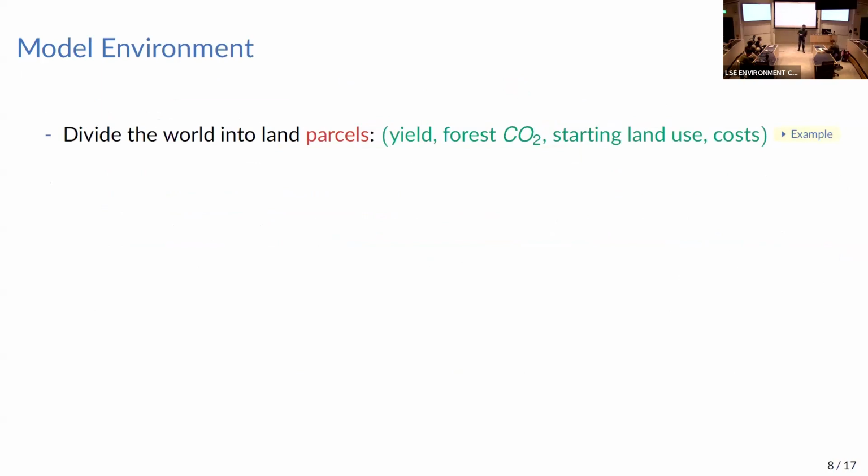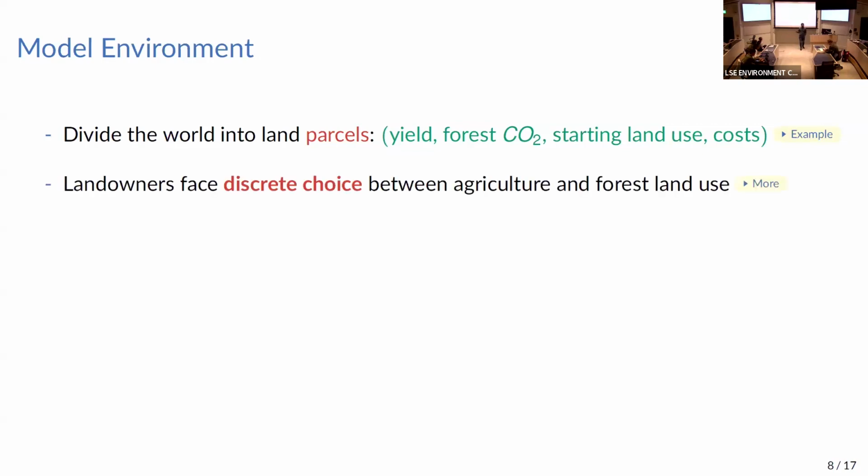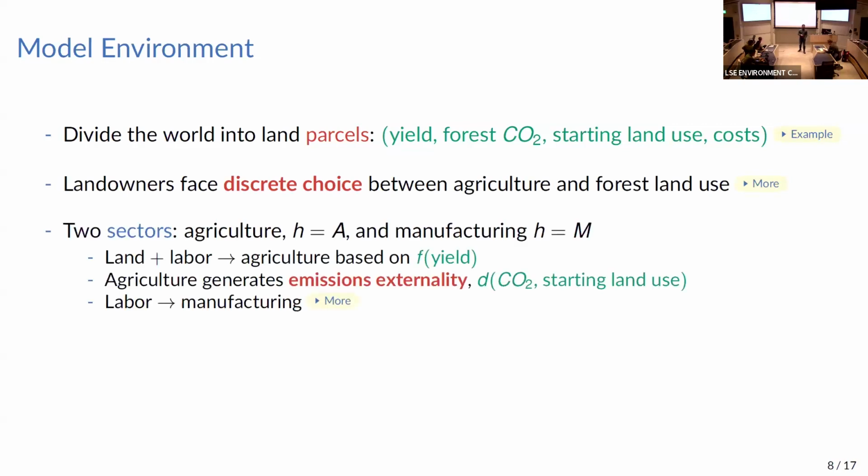I'm going to try to do this at some level of abstraction, but enough to hopefully give you a sense of what I'm doing. So we're going to divide the world into those parcels of land, 10 by 10 kilometers. And I'm going to think of land as having a type. The main components of that type are going to be yields, the carbon dioxide content of forests, land use starting in 1980, so this is a myopic model, I'm starting at a certain point in time, and some measure of cost, largely transportation cost. Landowners, who each own one of these parcels, are going to face a one-time discrete choice between agricultural land use and forested land use. And there are two sectors, two productive outputs in the model.